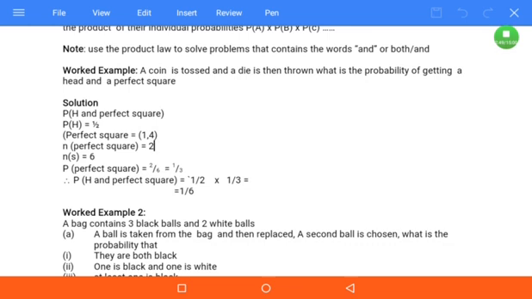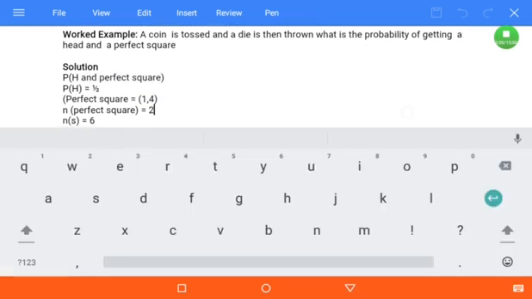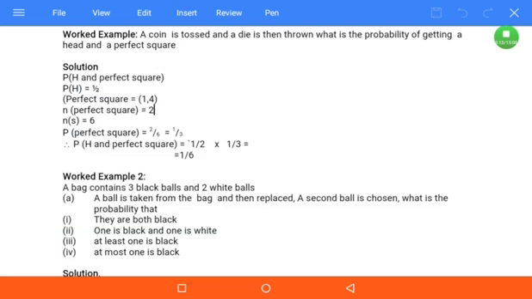Now, for perfect square, if you throw a die, the perfect squares are just 2, which is 1 and 4. Now, what is a perfect square? Any number that has a whole number square root is a perfect square. Like 4 has 2 as a square root, and 1 has 1 as a square root, but 6 is not a perfect square because the square root of 6 is not a whole number. So we have 2 out of 6. Therefore, we have 2 over 6 as the probability of having a perfect square, which in the lowest term is 1 over 3.